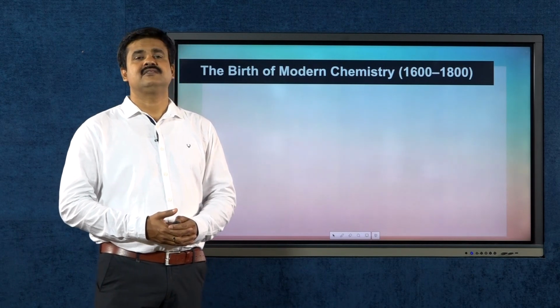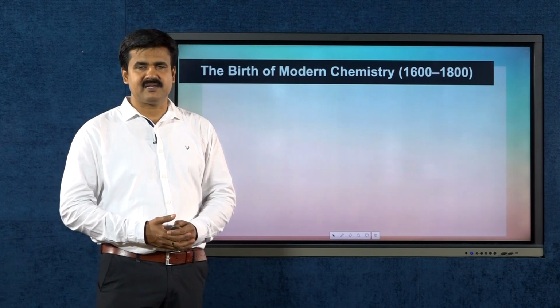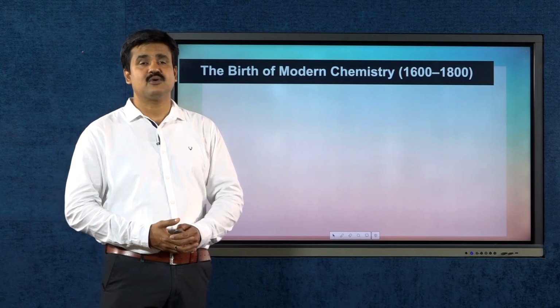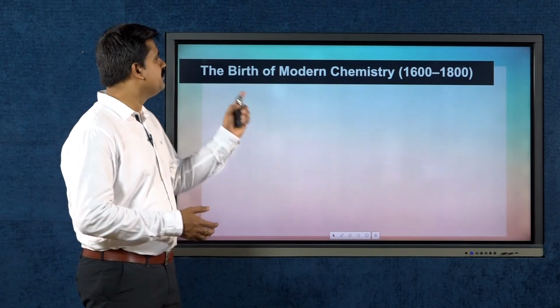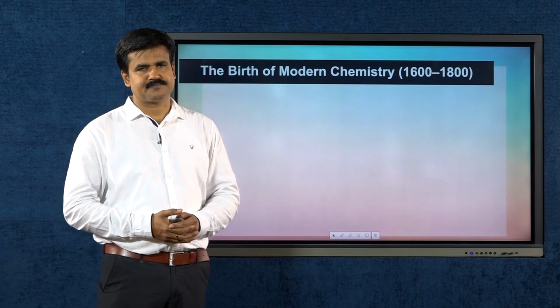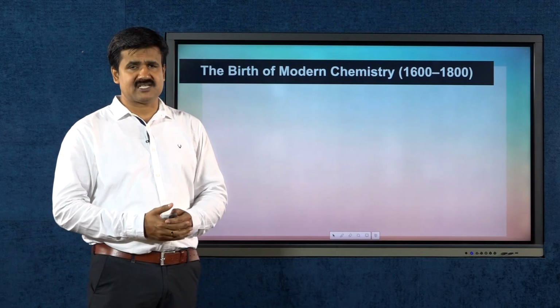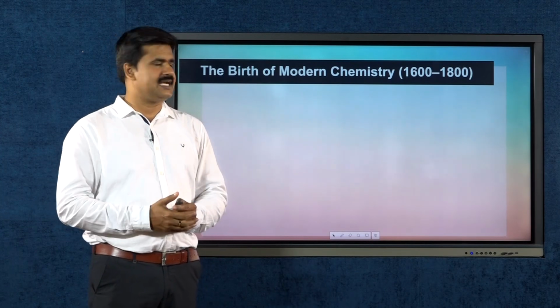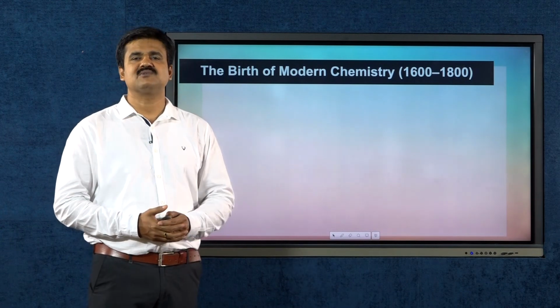Now, the third stage in the history of chemistry is the birth of modern chemistry. The birth of modern chemistry happened in the period 1600 to 1800.